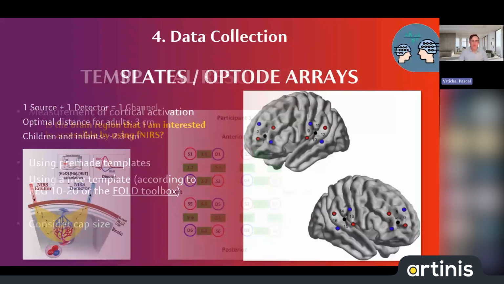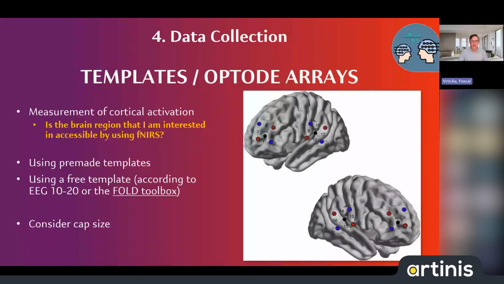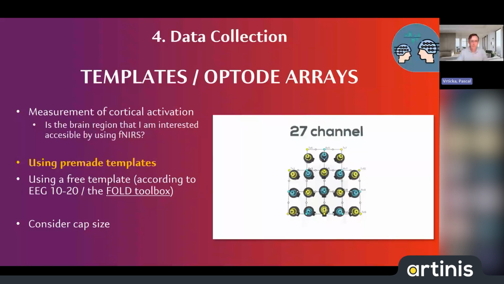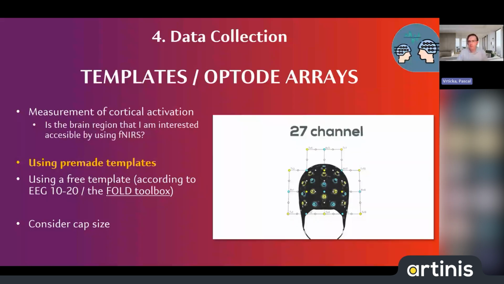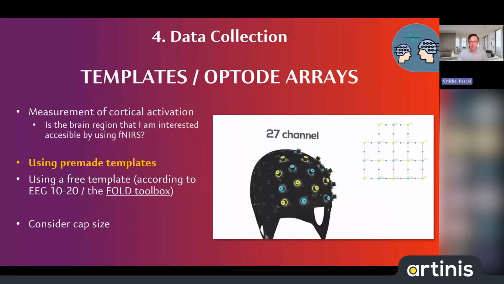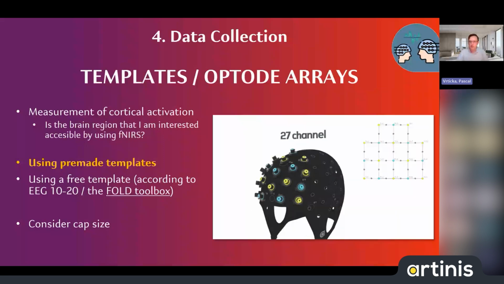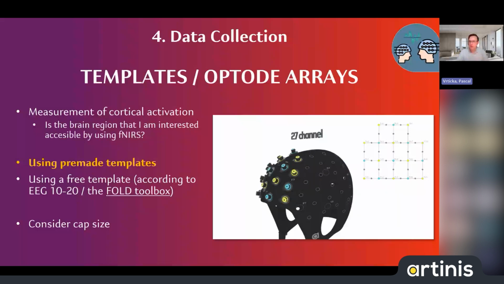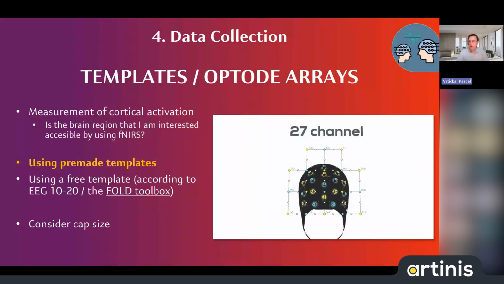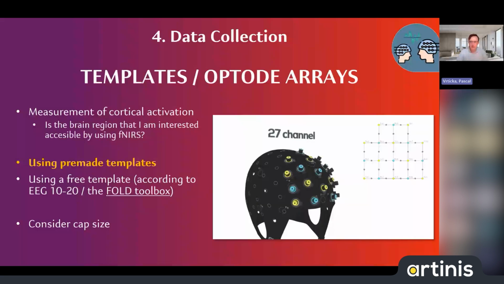And so the first question is, can I get to those regions? And if so, how can I design the optode template to measure as many channels as possible? You can do this in different ways. The first way is to refer to pre-made templates. And here is a little video of a pre-made 27-channel prefrontal cortex template provided by Artinis, where you can select the 2D grid in the analysis software, and then you can translate it directly onto the cap.